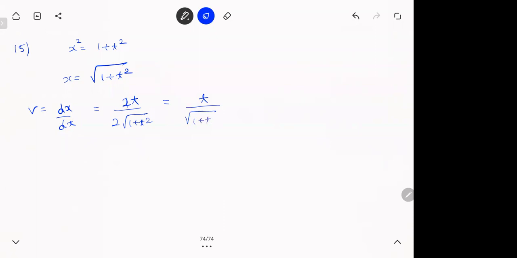So 15. X square is 1 plus t square. So x is root over 1 plus t square. So dx by dt is velocity, which is 1 by 2 root 1 plus t square into 2t. ये first differential था. ठीक है?